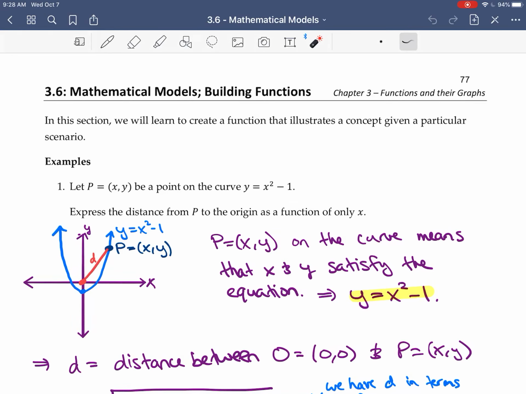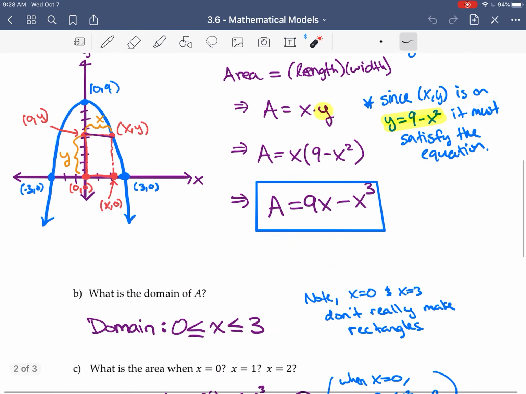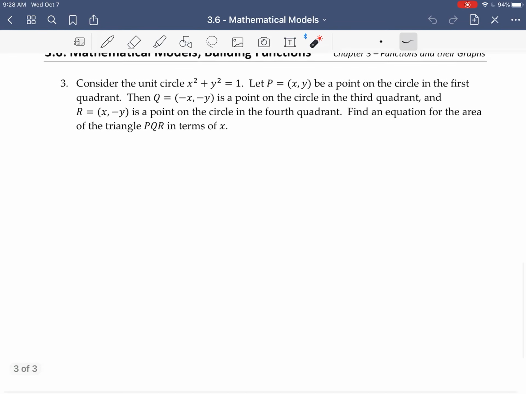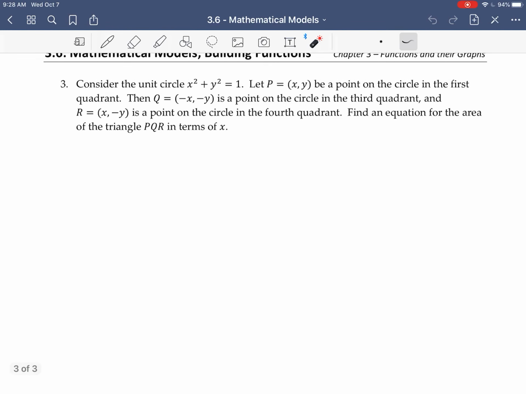In this video, we're going to do one more example of solving a particular scenario by building a function. So the last one here. Consider the unit circle, x squared plus y squared equals 1. That's the formula for the unit circle. So it's a circle of radius 1 centered at the origin. And then P is going to be a point in the first quadrant.